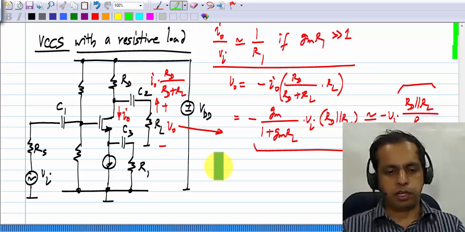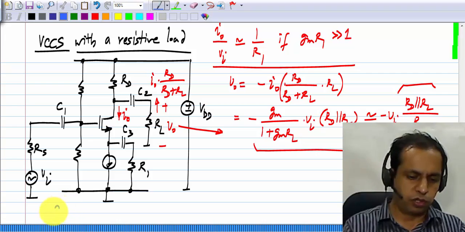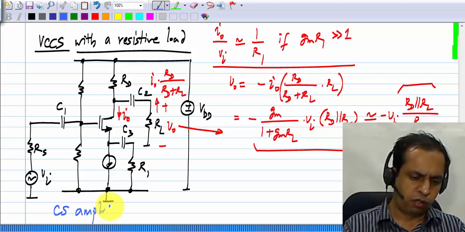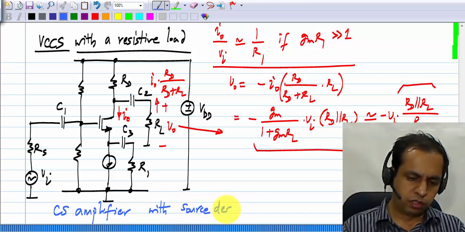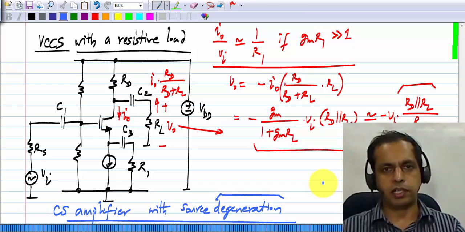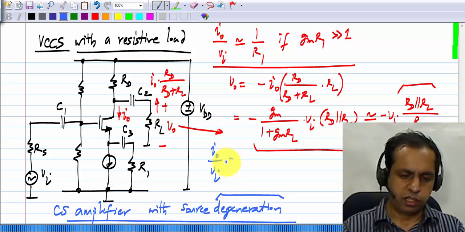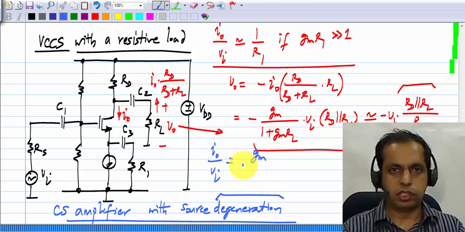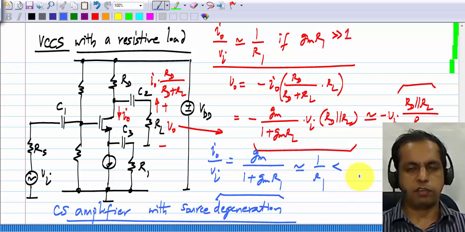So they are very similar in functionality, and for that reason many times this particular amplifier is also called common source amplifier with source degeneration. Okay, degeneration means something is degenerated or reduced, and in this case what is reduced is the transconductance. In this case I0 by Vi is Gm by (1 plus Gm R1), which is approximately 1 by R1, and this is definitely going to be smaller than the Gm of the MOS transistor.